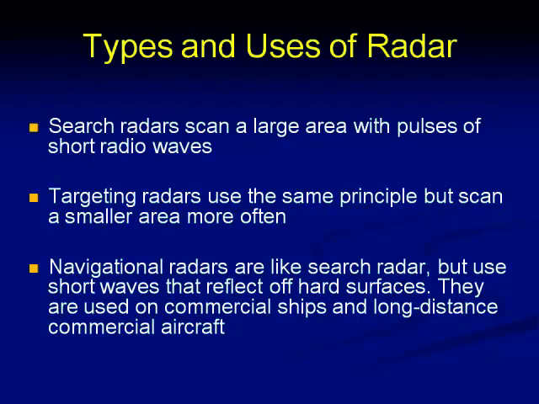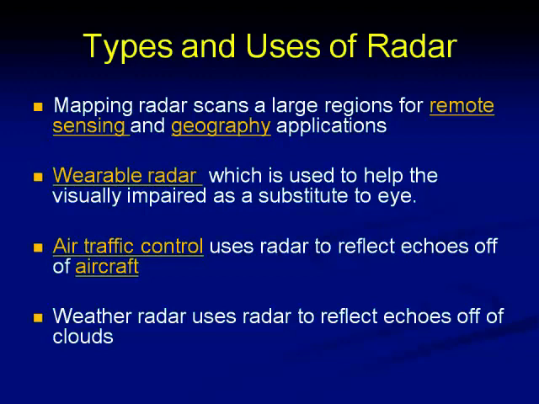These radars are used on commercial ships and for long distance commercial aircrafts for many applications. Then we also have radars specially meant for mapping of the ground. They are known as mapping radars, meant for remote sensing and for geography applications. Nowadays we are finding wearable radars which will be used as a substitute for the eye.